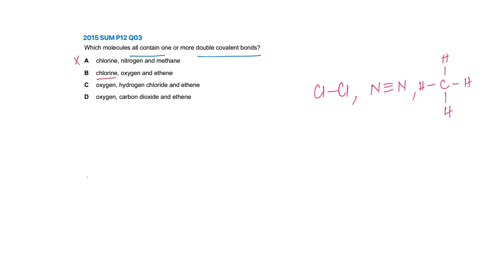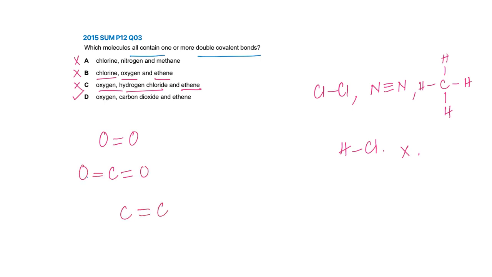And chlorine shows up in B, so it's not B. I don't even want to bother with the other two, but oxygen and ethene are there. They'll be part of it, but we want all three to be double bonds. Oxygen, hydrochloric acid, ethene. Hydrochloric acid, no. C is out, D is the answer, and let's prove it. This is what oxygen looks like, this is what carbon dioxide looks like, and this is what ethene looks like.